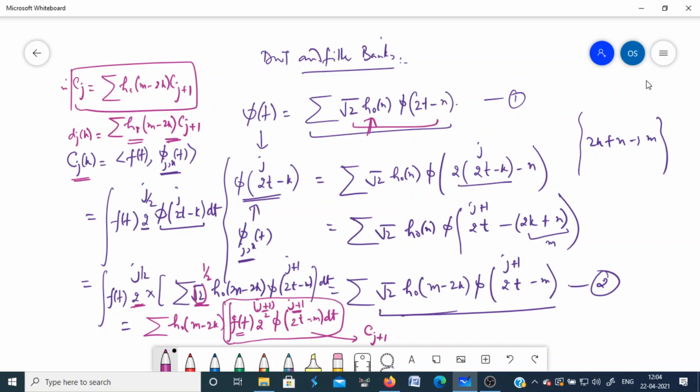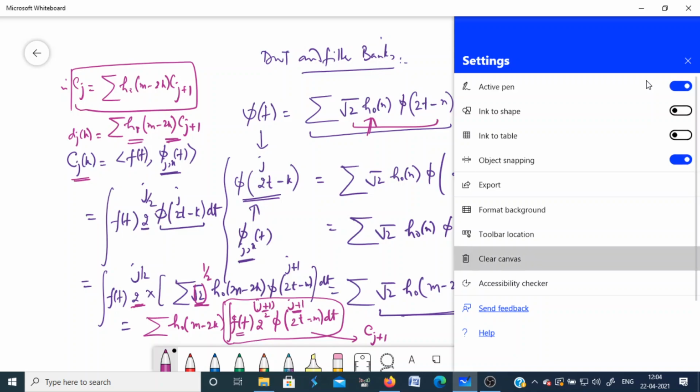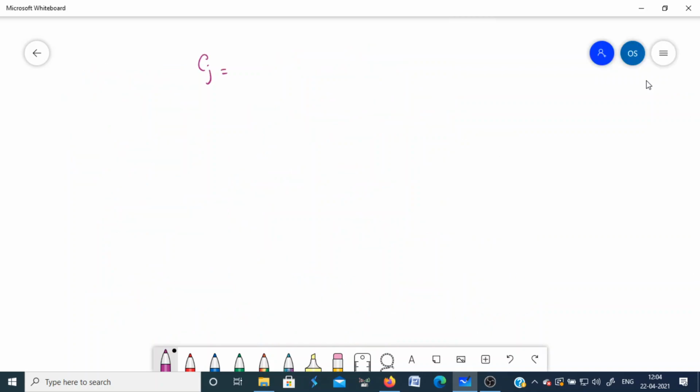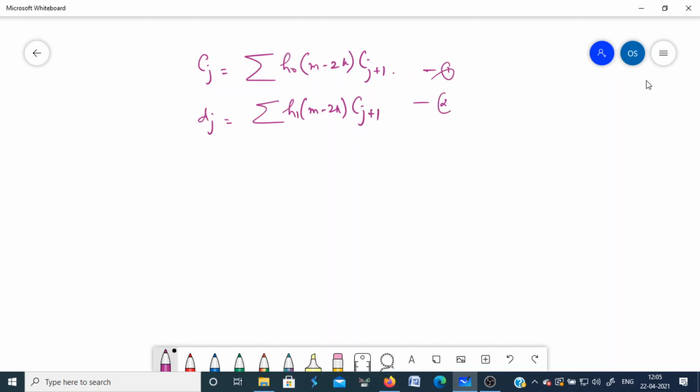So if you interpret these two equations: c_j is equal to the summation of h0(m minus 2k) into c_(j+1)(m), and in the second equation d_j is equal to the summation of h1(m minus 2k) c_(j+1)(m). This first equation gives you the expansion coefficients for the scaling function, c_j at scale j, which can be obtained from the coefficients at scale j plus 1 using the scaling filter.